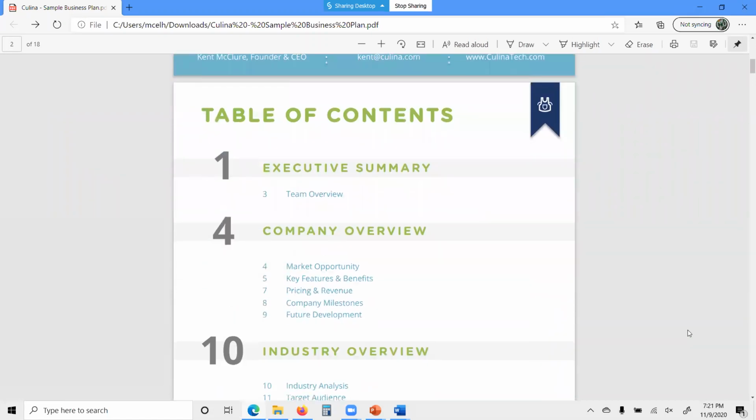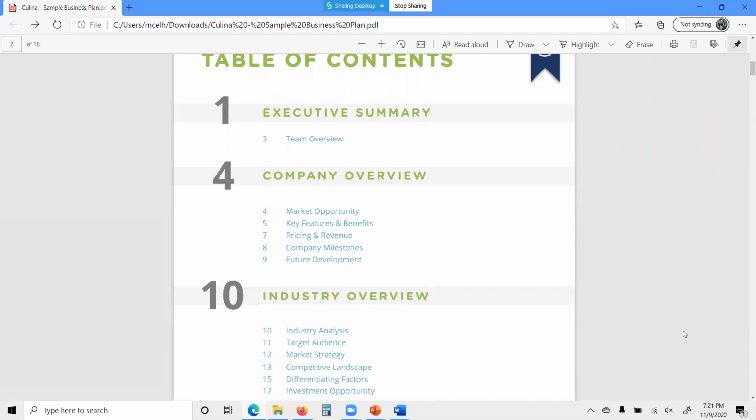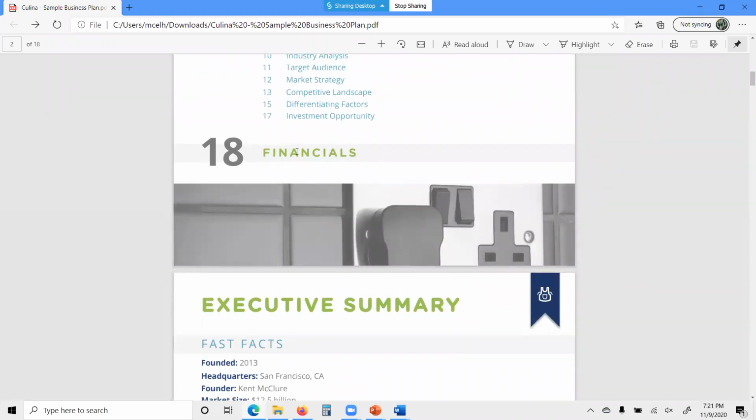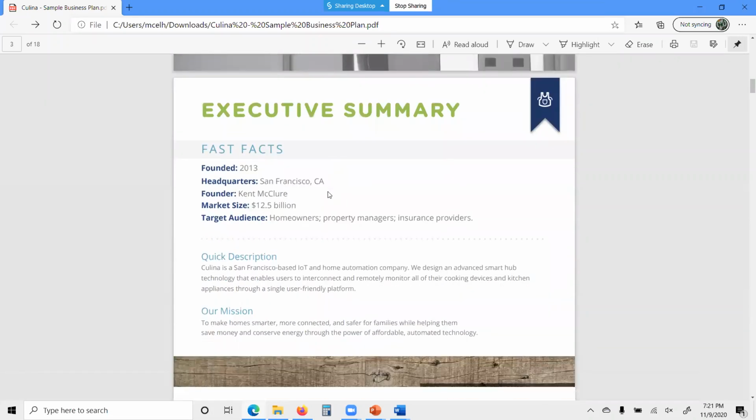So they had a pretty good business plan, and actually a very polished looking business plan as well. So they had their table of contents. They decided to skip, at least in this presentation, the confidentiality statement. But they had the executive summary, the company overview, and they actually say what page the different items appear on, their industry overview, their financial statements. So it just kept going on.